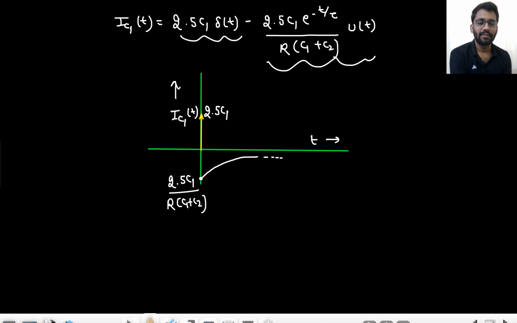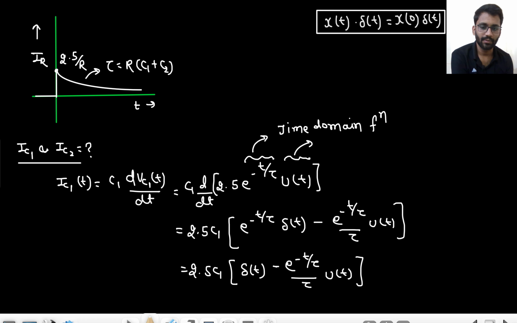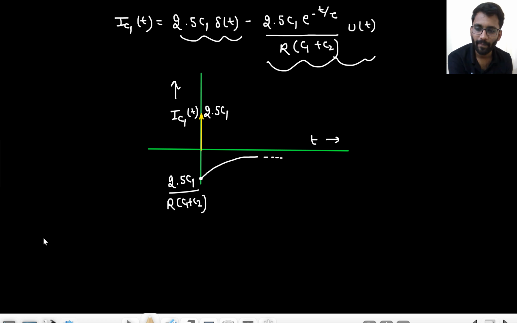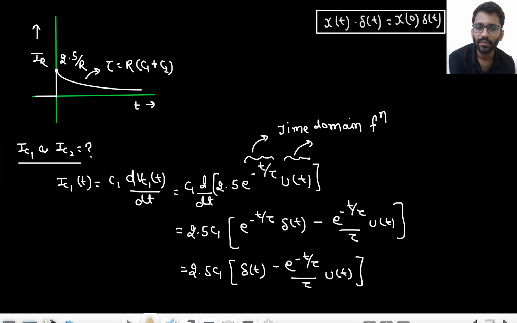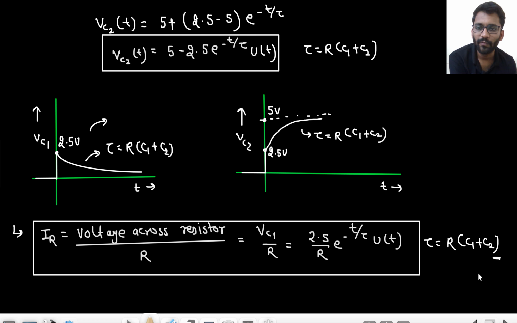So now we will comment on IC2. Okay. So IC2(t) now. So what will be IC2(t)? That would be C2 dVC2 by dt. So C2 into d by dt into what is VC2? VC2 is 5 into, okay, yeah, there is one error here. This complete function will be into u(t), right? So this complete function will be into u(t).